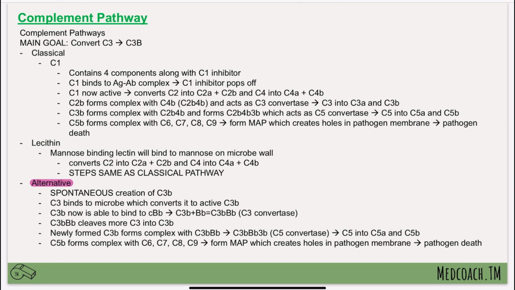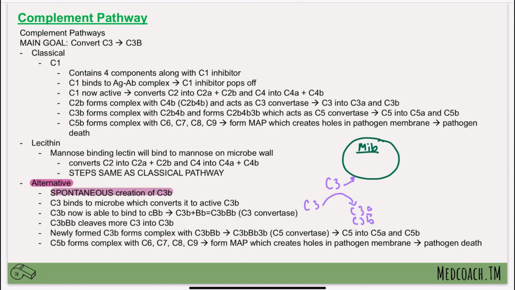So the alternative pathway is somewhat easier because it's literally just the spontaneous creation of C3b. It spontaneously creates C3b. So what's happening here in this pathway is that there is going to be a microbe. So let's bring back our microbe here, MIB. And this microbe is going to just spontaneously bind C3. C3 will just bind onto this microbe, and that will result in the conversion of C3 into C3A, C3B.